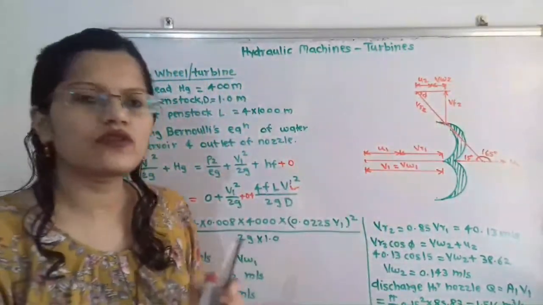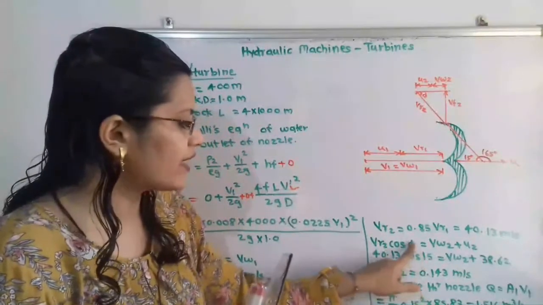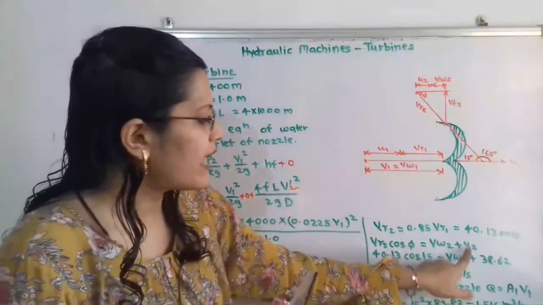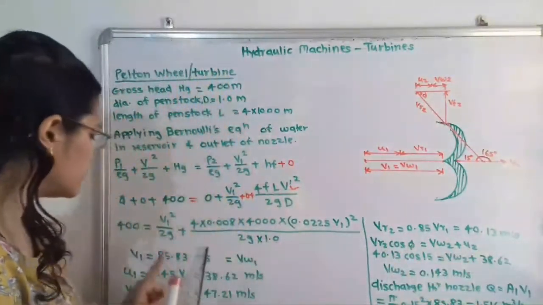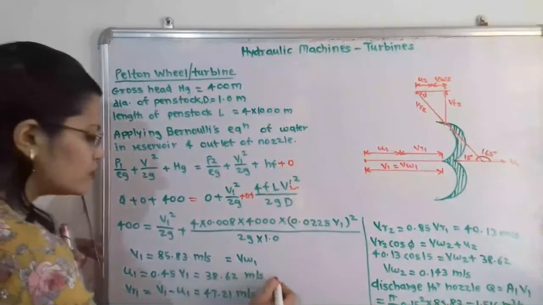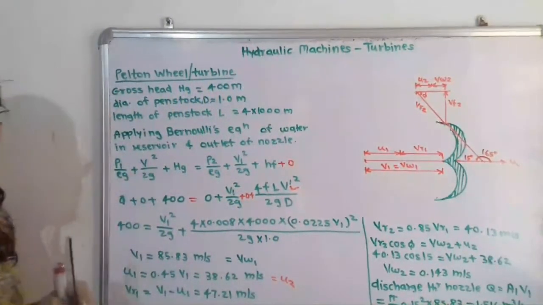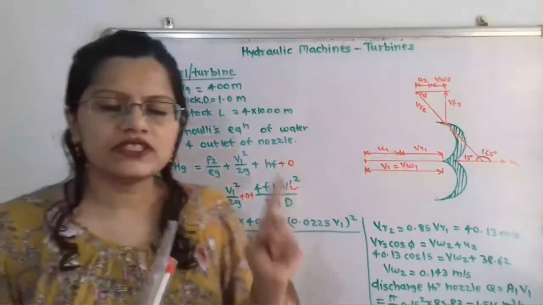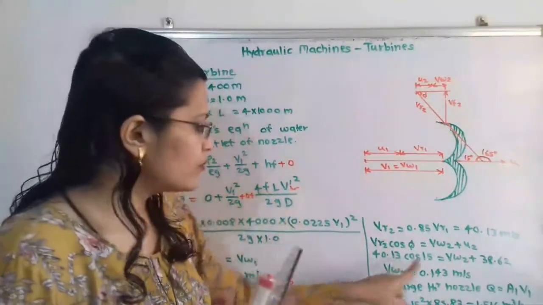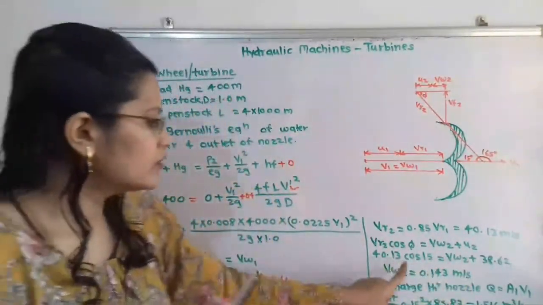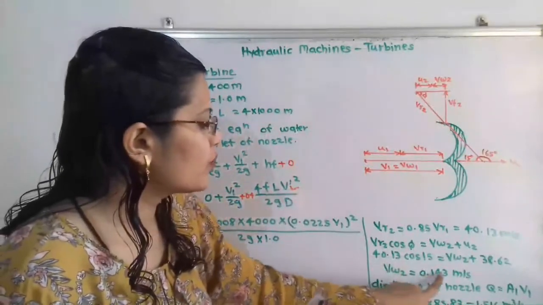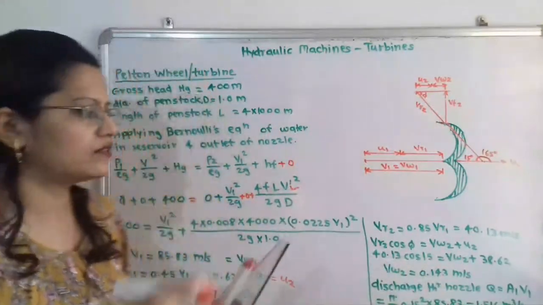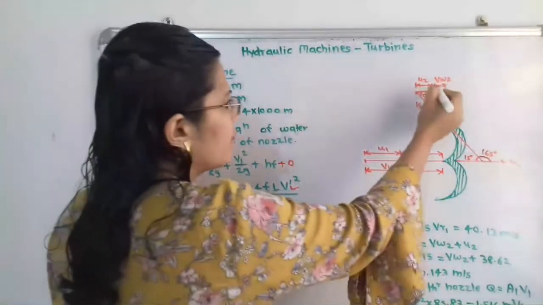Now we will put the known values. Vr2 is known, phi is also known, that is 15, and u2 is also known, because here u1 is equal to u2. That is, u is equal to u1 is equal to u2, so we have to take the same value. So Vw2 is equal to 0.143 meter per second. In this way we will get the value of Vw2.